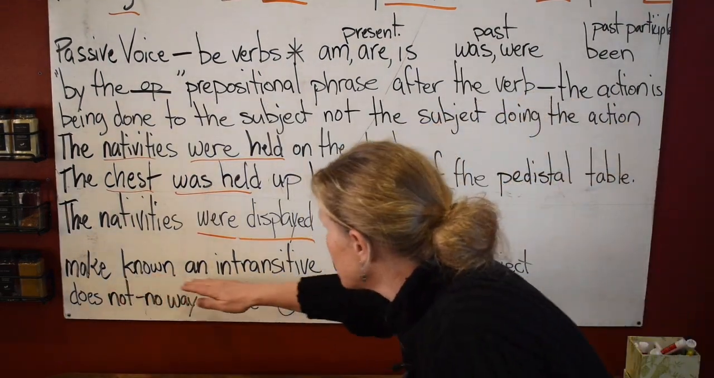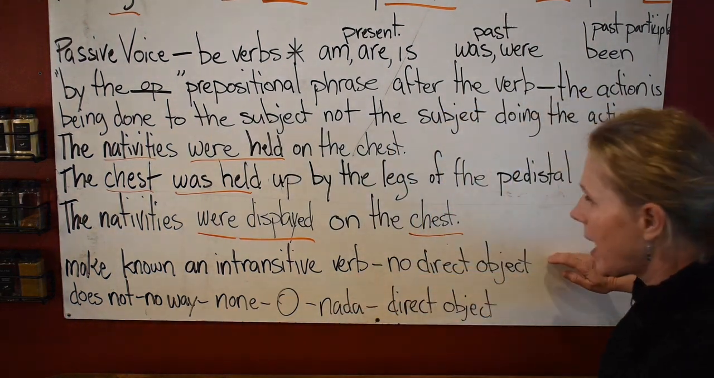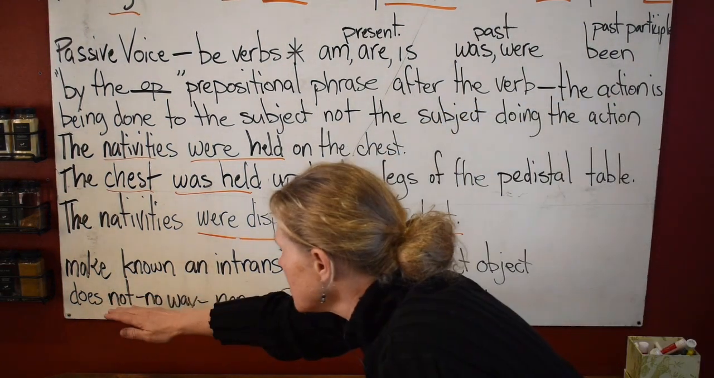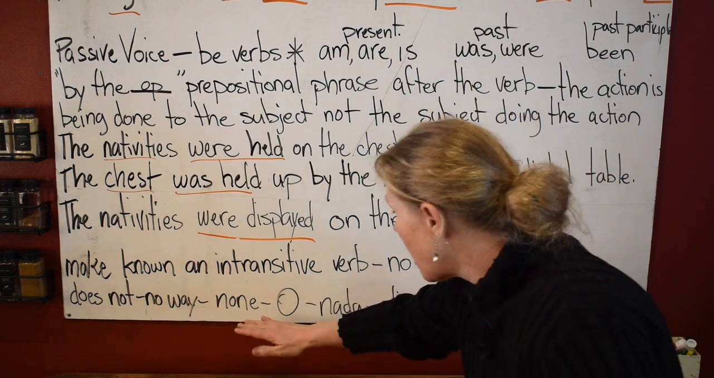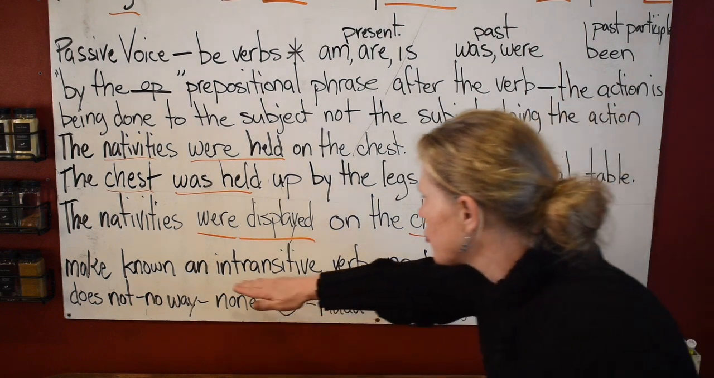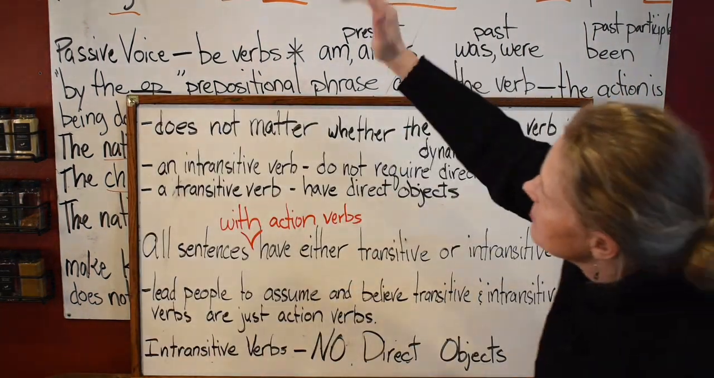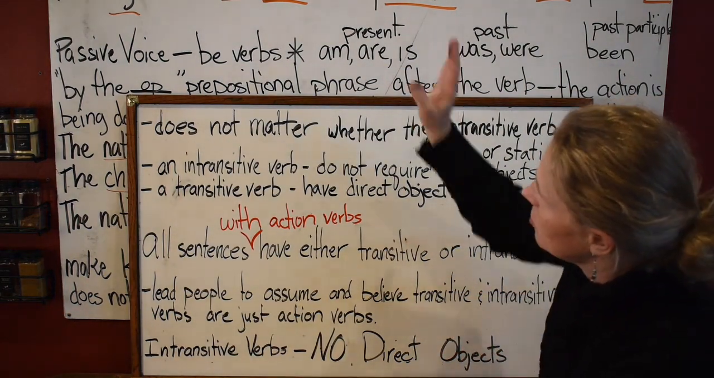Make known an intransitive verb, no direct object. Does not, no way, none, zero, nada, direct object. Do intransitive verbs take direct objects? No. No. I left active and passive voice and changed this just so we can see them.